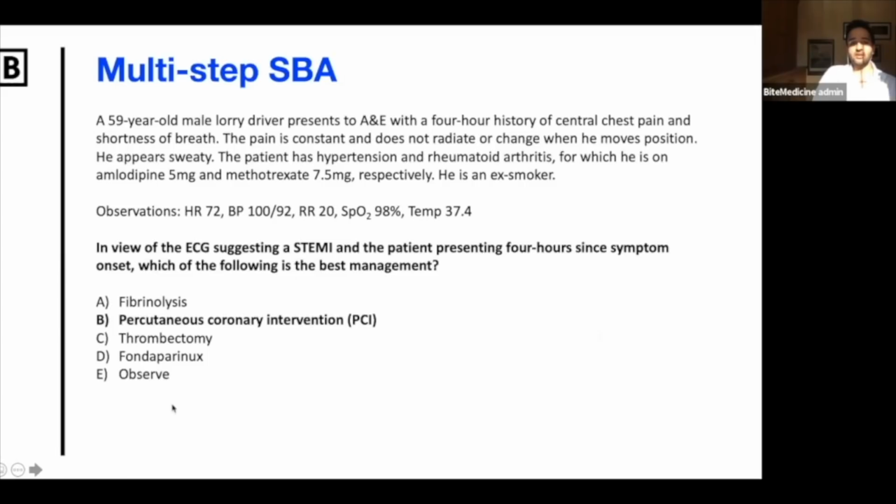These other options are not appropriate. Fibrinolysis has worse outcomes compared to PCI. So if you can do PCI, that is ideal. And thrombectomy is not appropriate here. And this is fondaparinux, which is a type of low molecular weight heparin. That alone is not going to solve the problem.